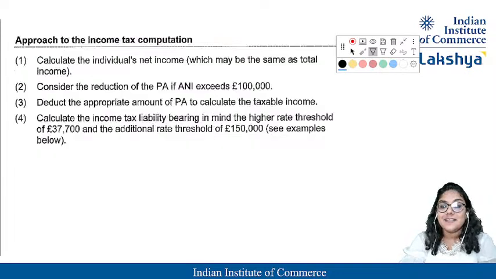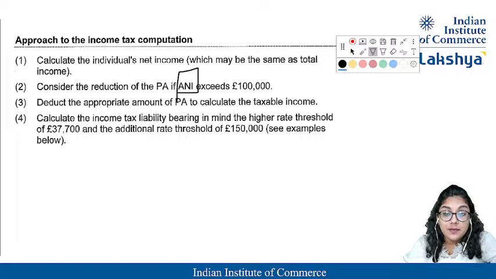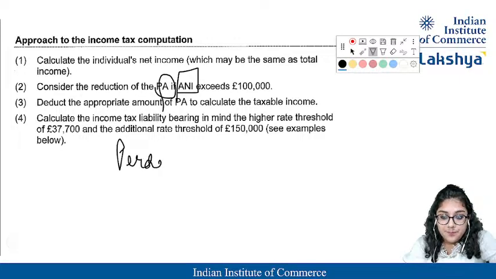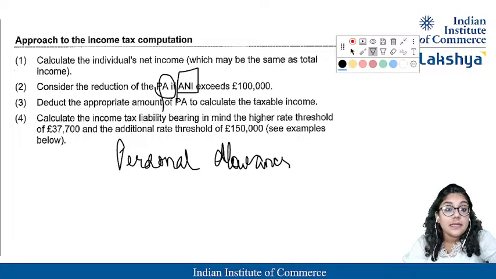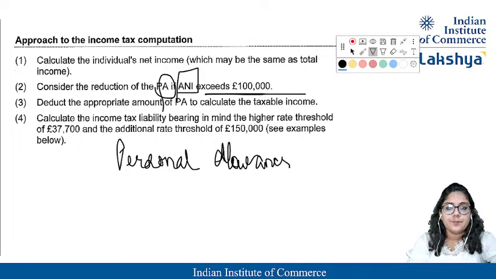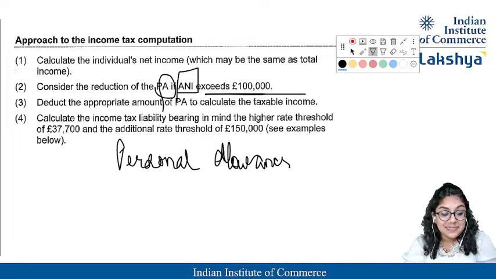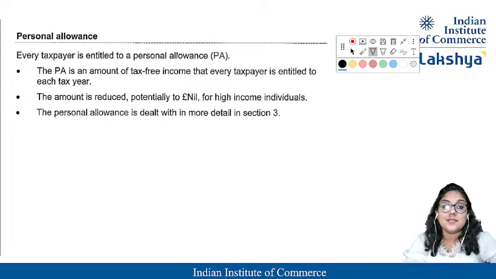Then I told you guys, we have to find the ANI, because we are figuring it out. Personal allowance. When I talk about personal allowance, my income should be less than what? If my income is less than 1 lakh, you get full personal allowance. If it exceeds 1 lakh, then we have to see the difference and calculate, isn't it? That is personal allowance.